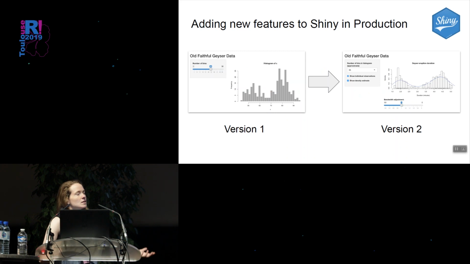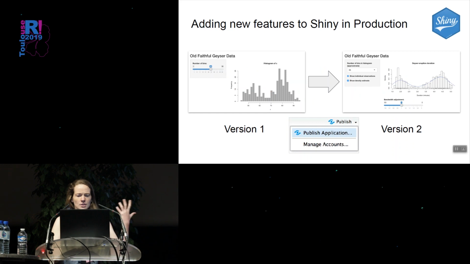So here's the problem statement I'm thinking about. I have this Old Faithful Geyser Data app, and I want to change it, make it into version 2. So this is what I would typically do. Standard, I would just push a new version of that application.